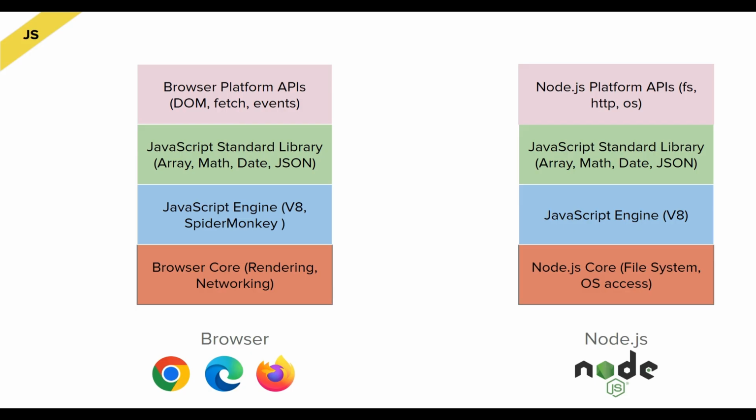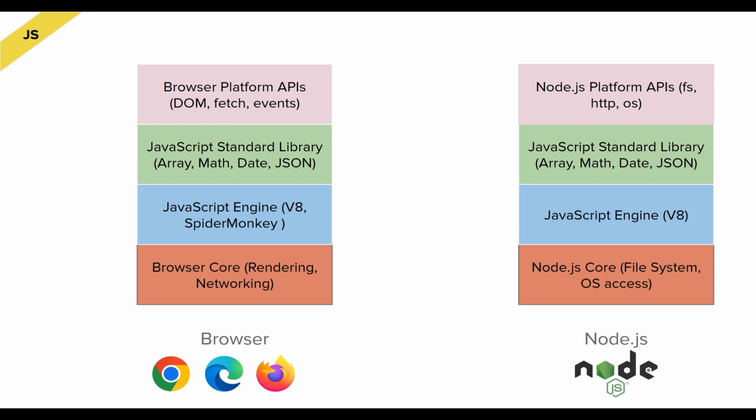One is JavaScript standard library, and second is the platform API. So this JavaScript standard library itself is inbuilt in the JavaScript itself, like array, math, date, and JSON. These are always available no matter if you are in browser or Node.js.